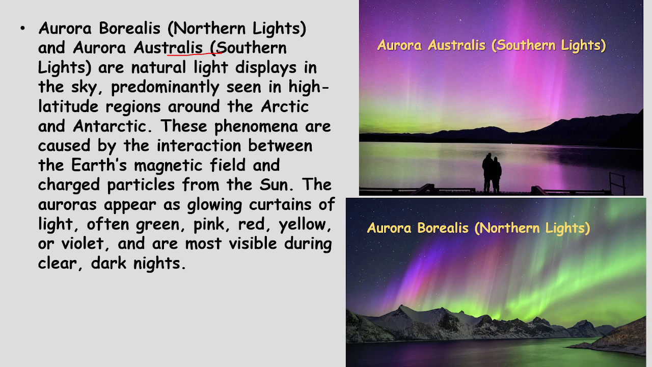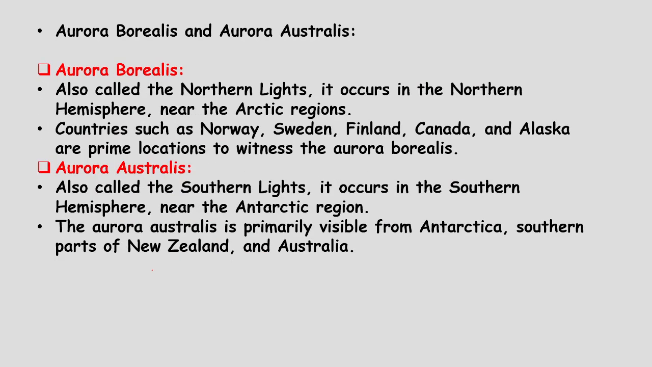Aurora Borealis, the Northern Lights, and Aurora Australis, the Southern Lights, are natural light displays in the sky, predominantly seen in high latitude regions around the Arctic and Antarctic. These phenomena are caused by the interaction between the Earth's magnetic field and charged particles from the sun. The auroras appear as glowing curtains of light, often green, pink, red, yellow, and violet, and are most visible during clear, dark nights.